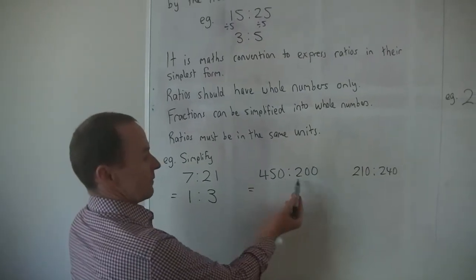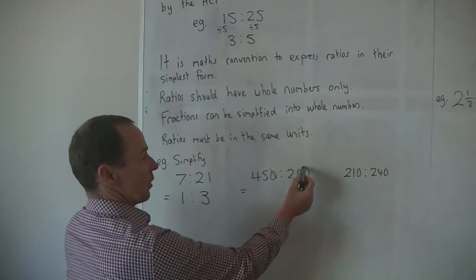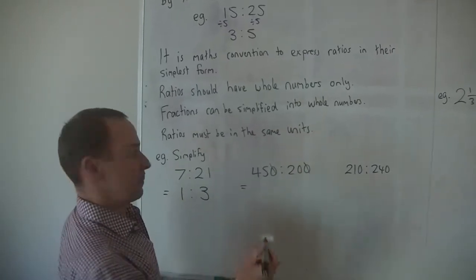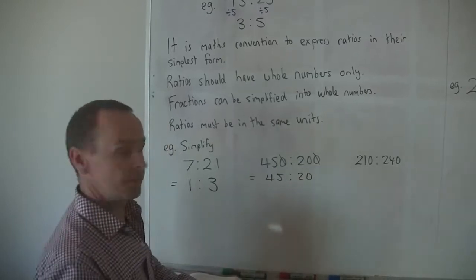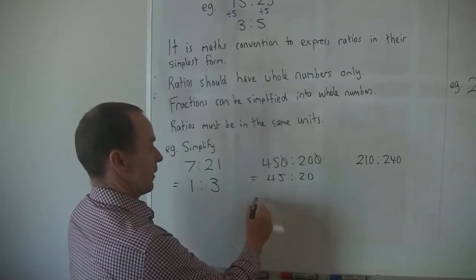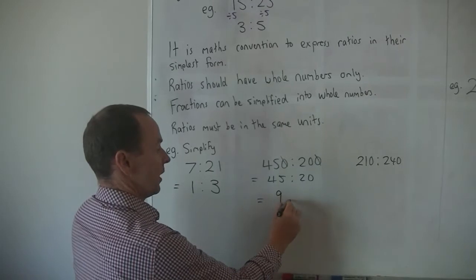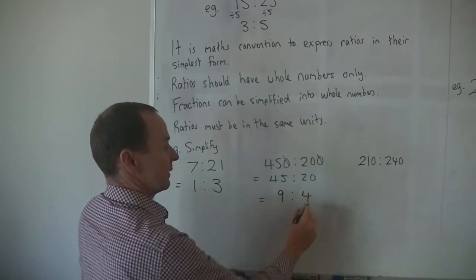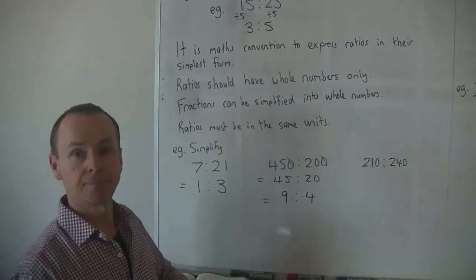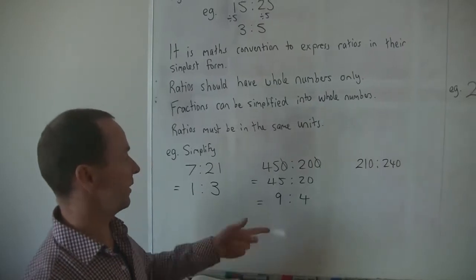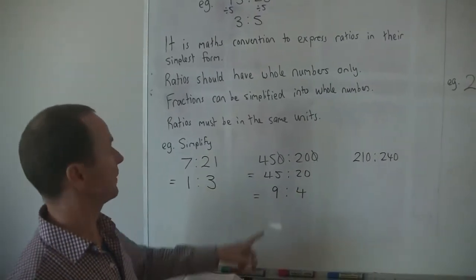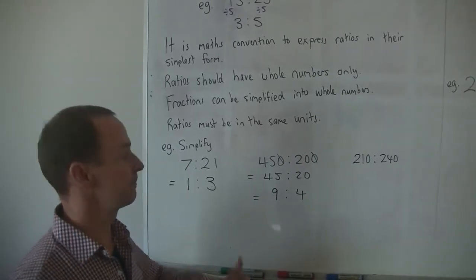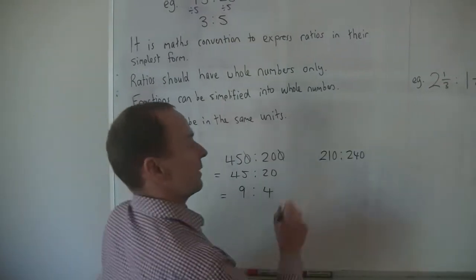And the next one, you don't have to do it always in one step. I notice there's a 0 on each end. So first step, I'm going to divide both by 10. So I get 45 to 20. So I chop the 0 off, essentially. 5 goes into both of those. 5 9s are 45 and 5 4s are 20. So it's 9 to 4. It doesn't matter how many steps it takes you. It can take you 10 steps if you want, but as long as you get to the simplest ratio in the end, you're good.